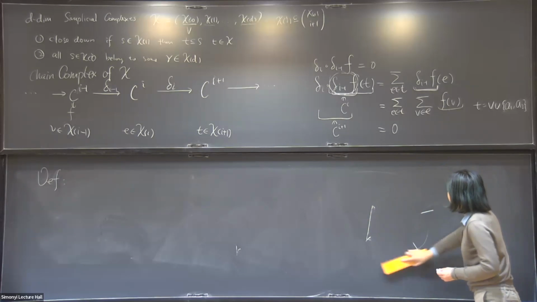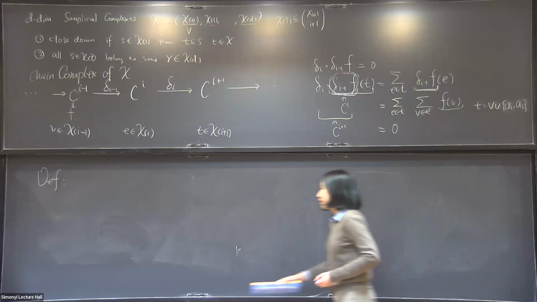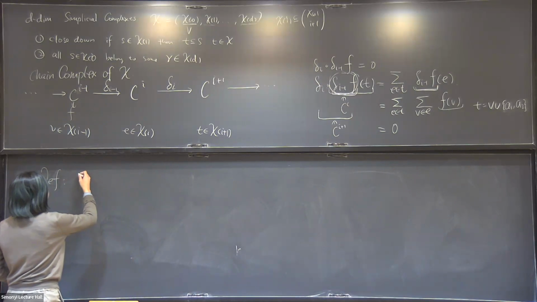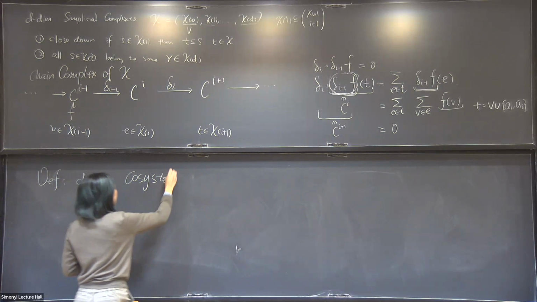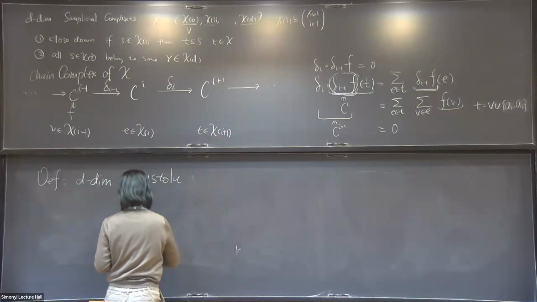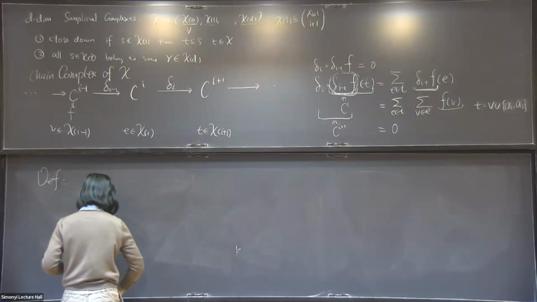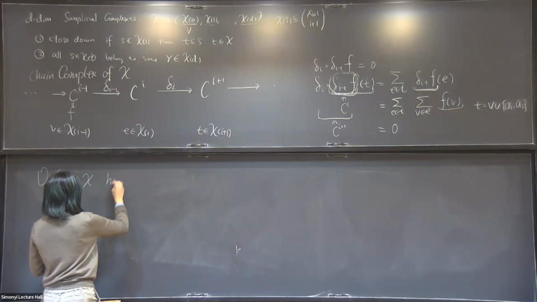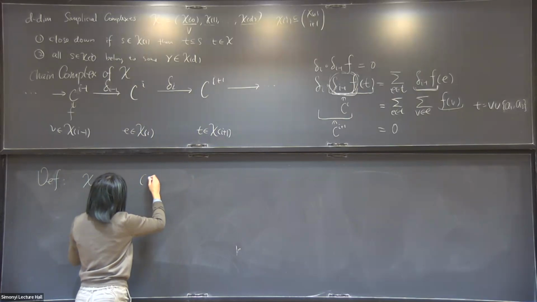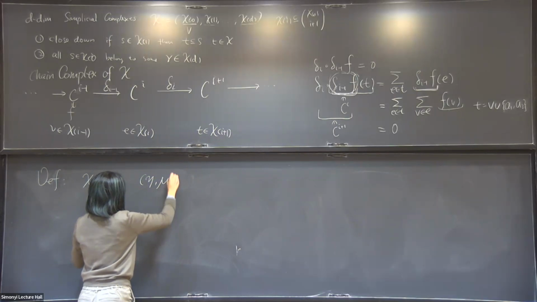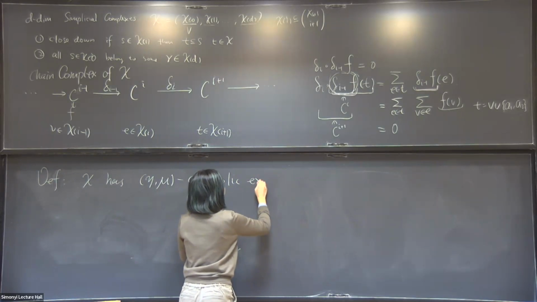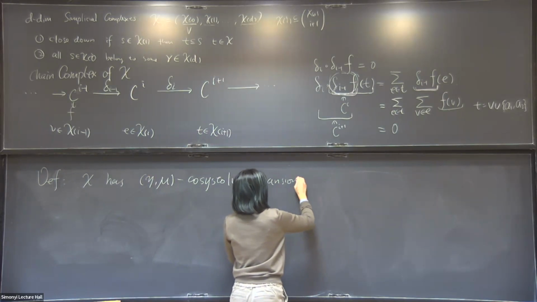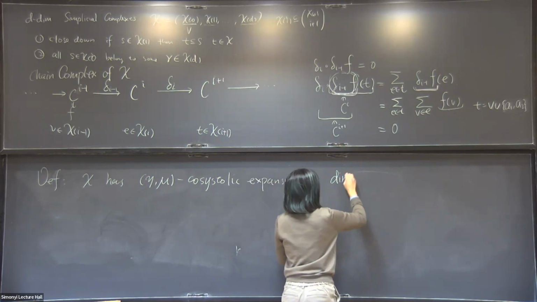Okay, so a d-dimensional complex has theta mu cosystolic expansion in dimension k.